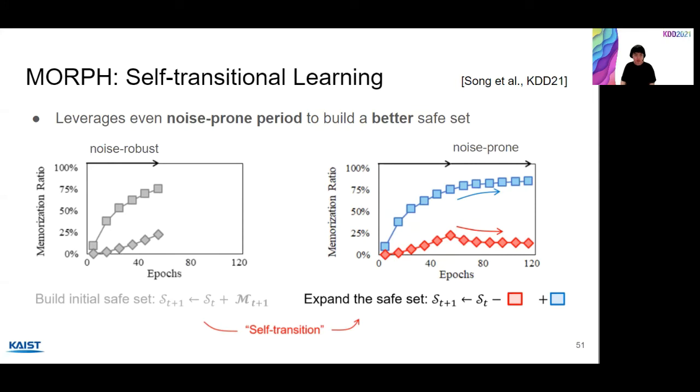Phase 1, constructing the initial safe set, and phase 2, expanding the safe set by improving its quantity and quality, are automatically transitioned at the best transition point. So that's why it is called self-transitional learning. However, there are two research challenges here. First, when is the best transition point to move from phase 1 to phase 2? And second, how to expand the initial safe set by adding more clean examples during the noise-prone period?